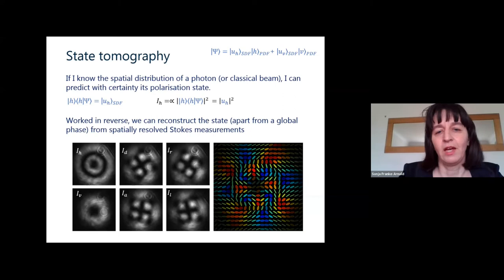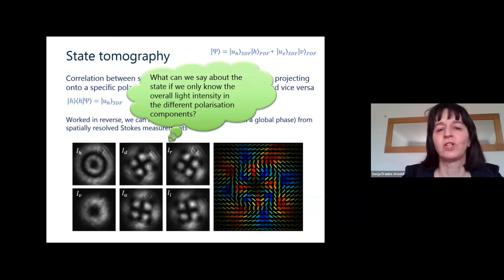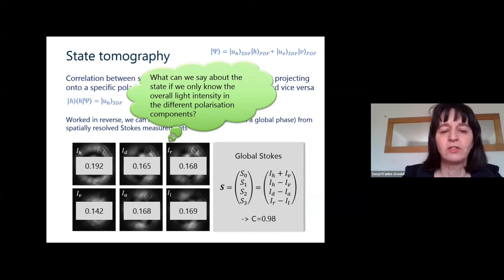The question is, what can we say about the state if we don't use a camera in order to record all of these different polarizations, but instead only use a photodiode after the polarizer? So rather than getting all of these images, we only get a number for the horizontal polarization, vertical polarization, and so on. What we can do in that case is derive a global Stokes parameter for our whole beam.